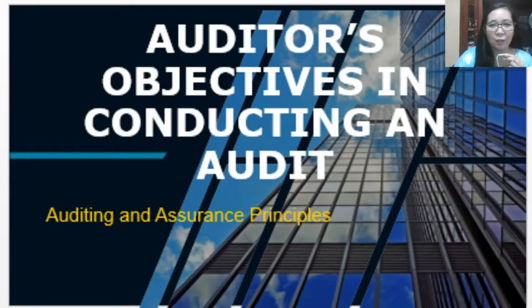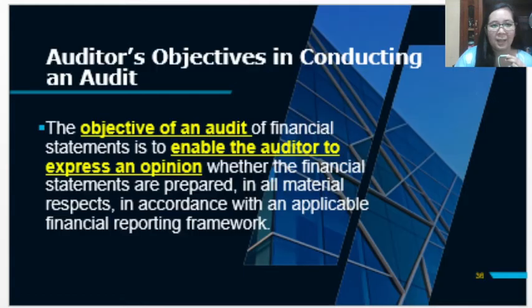For this next video lecture, we will be discussing the auditor's objectives in conducting an audit. The objective of an audit of financial statements is, of course, to enable the auditor to express his opinion. His opinion will be based on the audit evidence gathered, which will support his conclusion on whether the financial statements are in accordance with the applicable financial reporting framework in all material respects. Basically, this is the main objective why we do the audit.